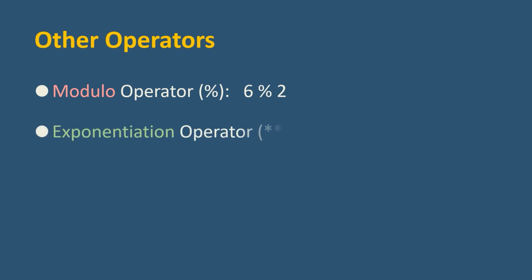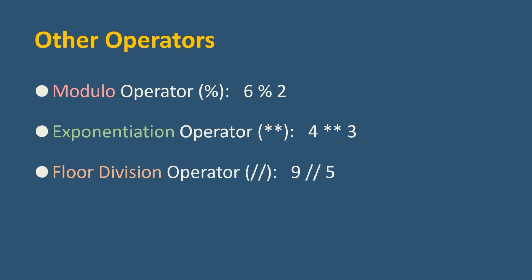In addition to the four basic math operations, Python has three other useful operators for working with numbers. Modulo operator. The percent sign is the modulo or mod operator, which returns the remainder of dividing two numbers. Exponentiation operator. Double star is used to raise one number to the power of another. Floor division operator. Double slash is used for floor division, which performs integer division, discarding any remainder.